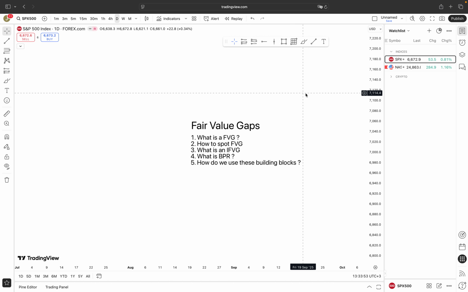Yo guys, what's up? This video will be completely only about fair value gaps, inverse fair value gaps, and BPRs, balanced price regions, so to say. And I'm just trying to go very briefly over these building blocks. First of all, what are fair value gaps?